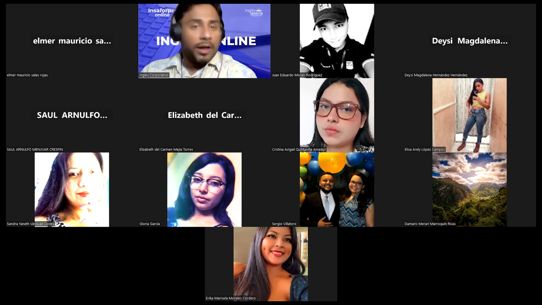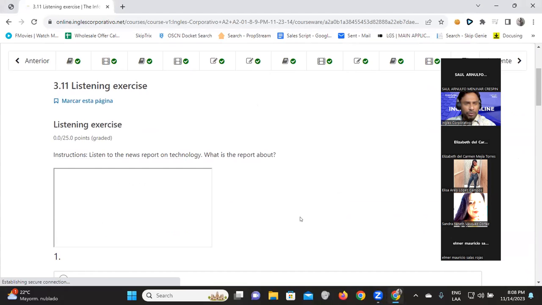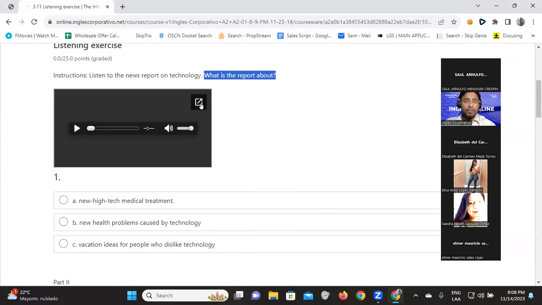Correct. Yes. Okay, guys, at this moment, does anybody have any questions about this exercise? Questions about this exercise? Anybody? No questions. Okay. So what I want us to do next is take a look at the following activity. For the following activity, we're going to be doing a listening exercise, 3.11 listening exercise. Instructions: listen to the news report on technology. What is the report about? Please listen.